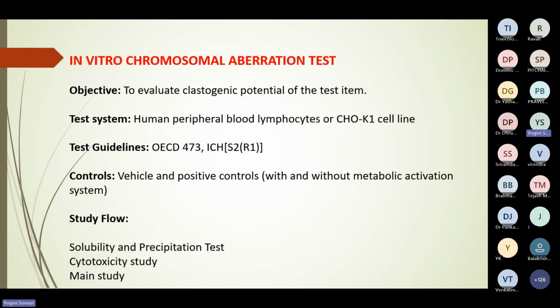For example, if there are four test concentrations, 2 mg, 1 mg, and 0.5 mg, and if the cytotoxicity for 2 and 1 is above 60%, then you should avoid those concentrations and you should select the concentration which gives 50 to 60% or below 50% cytotoxicity.